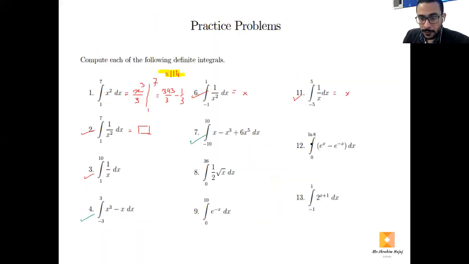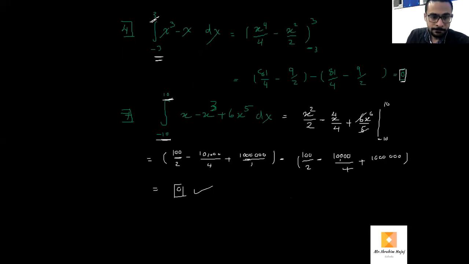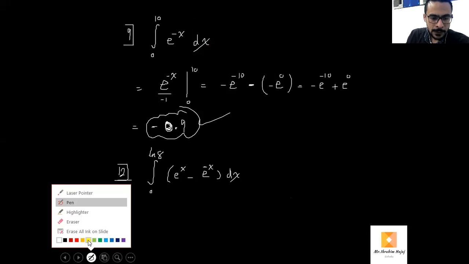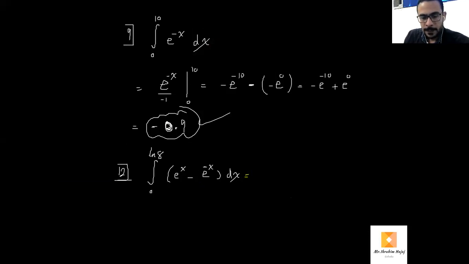In question number 12, the integral from 0 to ln 8 of e to the power of x minus e to the power of negative x dx. Yes, we can solve it here, guys. The basic fact is that the integral and derivative of e to the power of x is the same, e to the power of x.